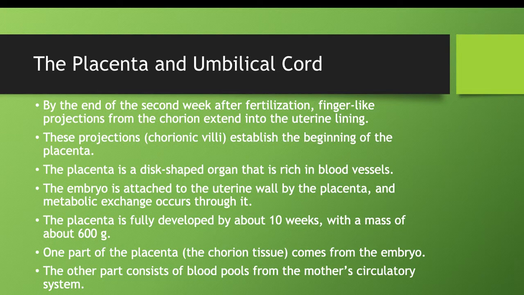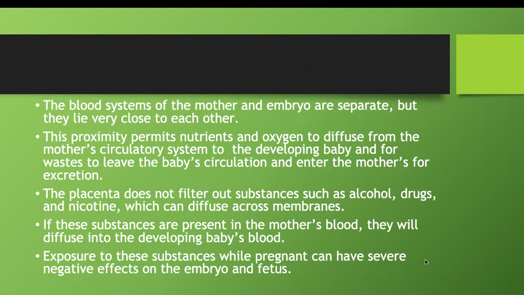The placenta is fully developed by 10 weeks with a mass about 600 grams. One part of the placenta, the chorion tissue, comes from the embryo. The other part consists of blood pools from the mother's circulatory system. So the placenta is made up of part of the mother and part of the baby, and that is sort of where that exchange occurs. The blood systems of the mother and embryo are separate, but they lie very close to each other. So they have separate vessels, but they're very close to one another.